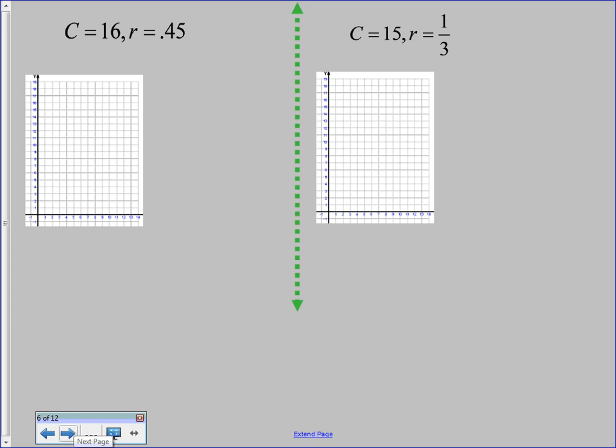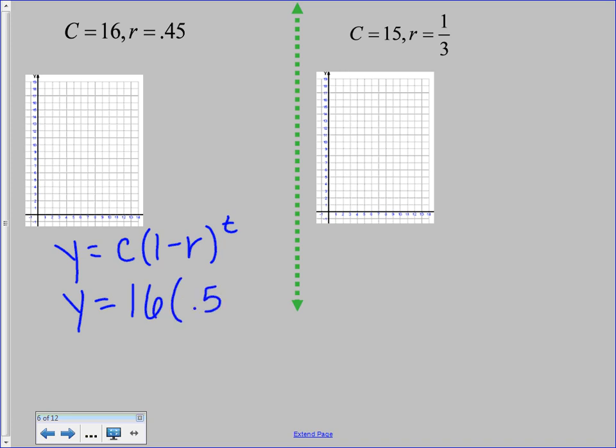All right, next, this one we need to actually set up the ratio itself. Well, I know that decay takes this general form, and that's just from the beginning of our notes. So I'm going to plug in what I know so I can get that equation. So y is equal to 16 times 1 minus 0.45 raised to the t power.